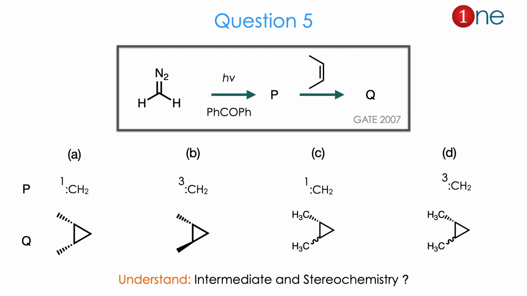So you have the possibilities: P, which is a carbene, either triplet carbene or singlet carbene, and Q, a cyclopropane, which is in the cis form or trans form. So here are the four possibilities. Whether there can be singlet carbene formation or triplet carbene formation, or cis dimethylcyclopropane or trans dimethylcyclopropane, or a mixture of it. From the reactant to product, you might guess the intermediate definitely plays a role here, and the stereochemistry of the final product is important. The answer is D. Let us see how.